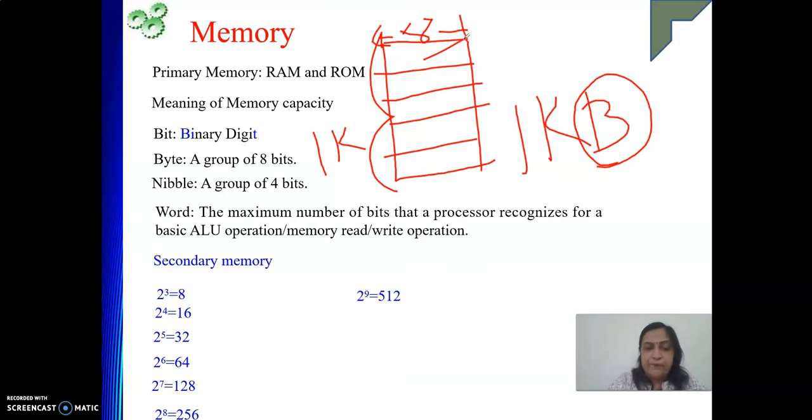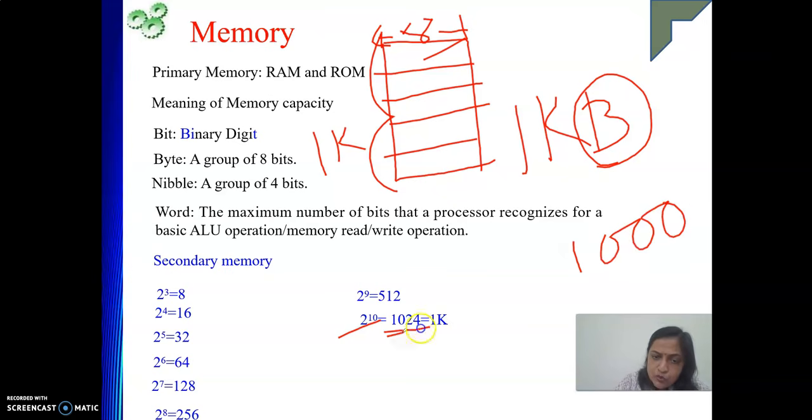So what is 1K? 1K is 2 to the power 10, right? 2 to the power 10 exact value is what? 1024. And one more thing, in our traditional number system, when we talk about kilo, what do we understand? Kilo means 1000, right? So this 1024 truncated to the nearest thousand becomes 1000, and this 1024 quantity is said as 1K. And in powers of 2, it is 2 to the power 10.